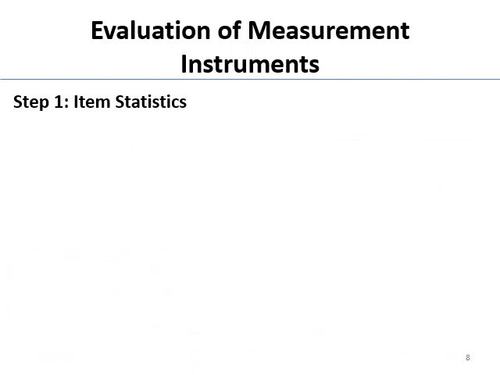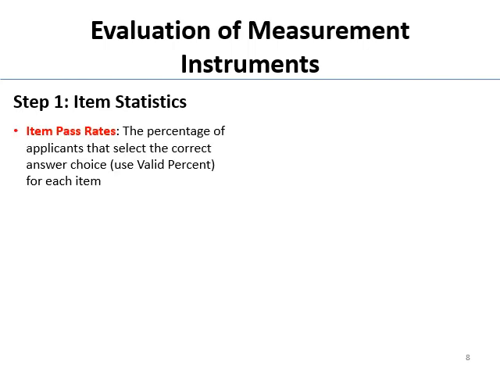So let's do our item statistics first. That's customary. We're going to look at individual items before we look at the whole test. Specifically, let's look at our item pass rates. And again, item pass rate is the percentage of applicants that select the correct answer choice. We're actually going to use that valid percent column that shows up in the frequency distributions for this, because we want to know of those who selected a valid answer, what percent picked A, B, or C, not of all people who took the test. So we're actually going to use valid percent for once.